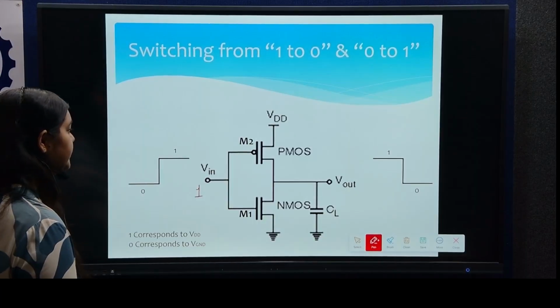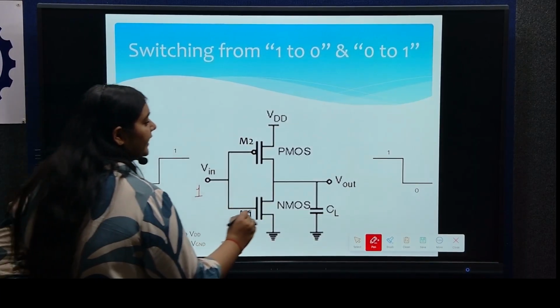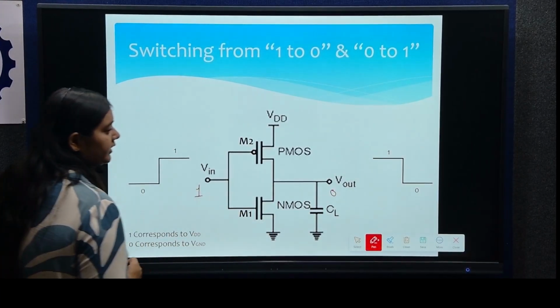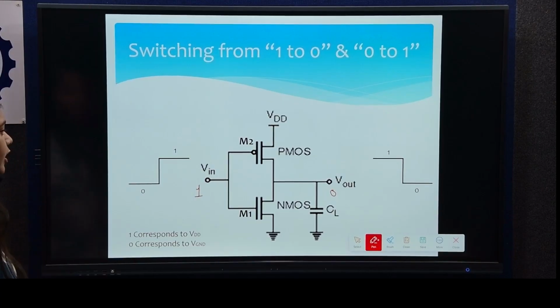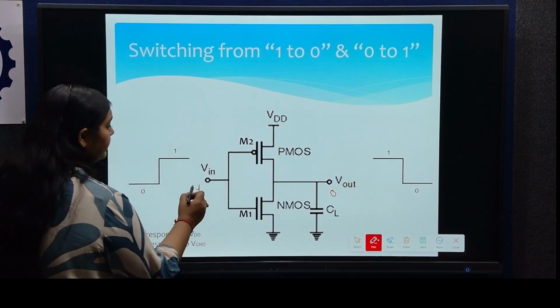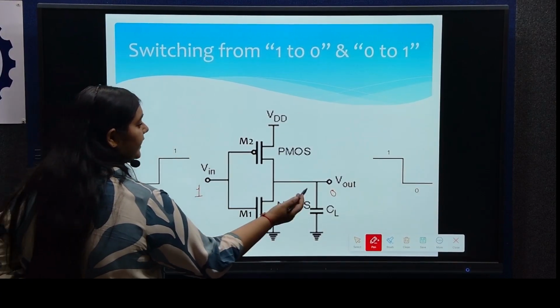When we apply logic 1 on input, we will get output 0. Inverter simply means opposite output. If we apply input 1, we will get output 0.